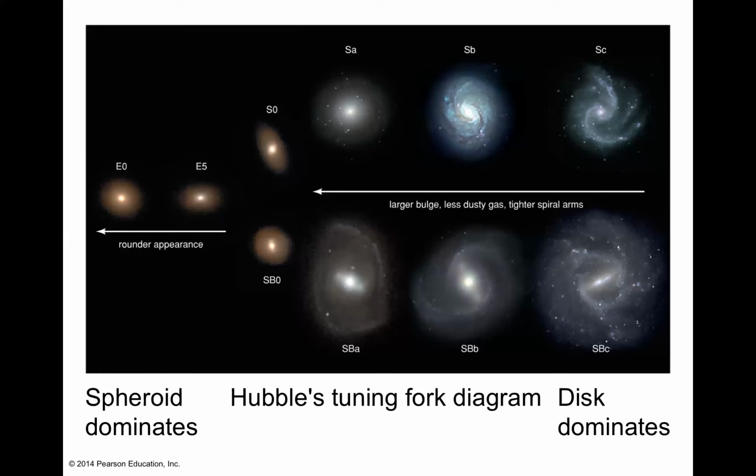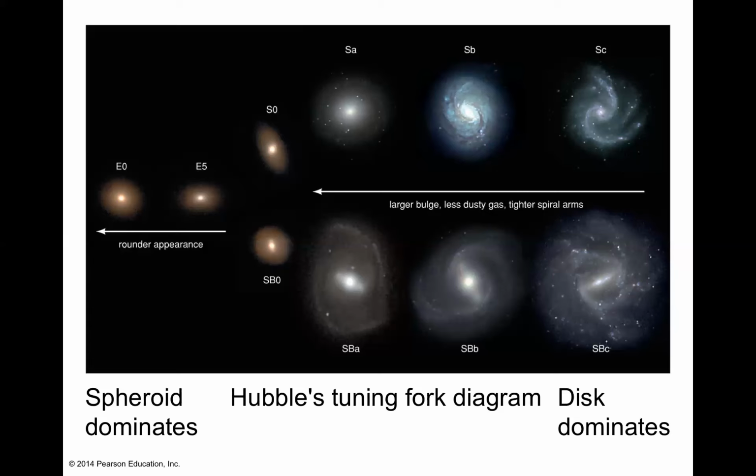We know now that this is not an evolutionary diagram at all. It's still used and useful for categorizing the morphologies of galaxies, but it's not in any way an evolutionary sequence of the morphology of galaxies. If anything, spiral galaxies can turn into elliptical galaxies through merger events and things like that.